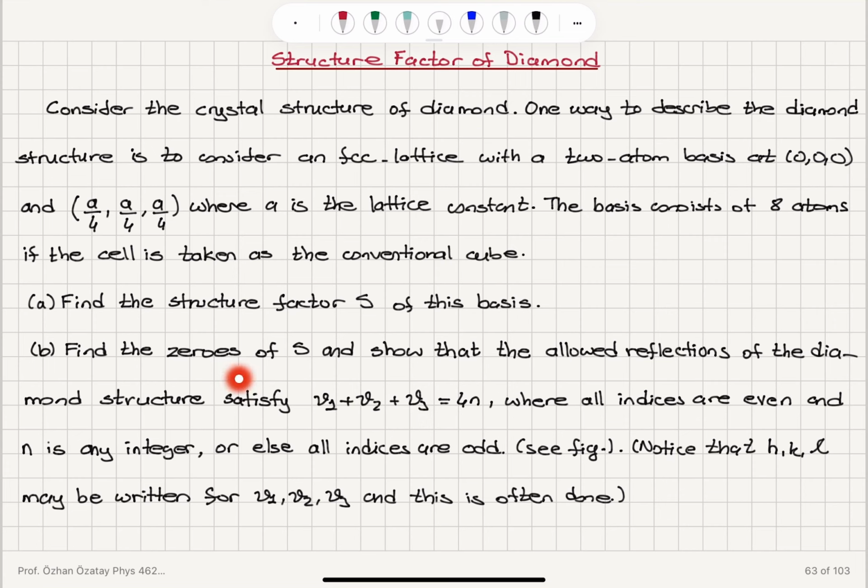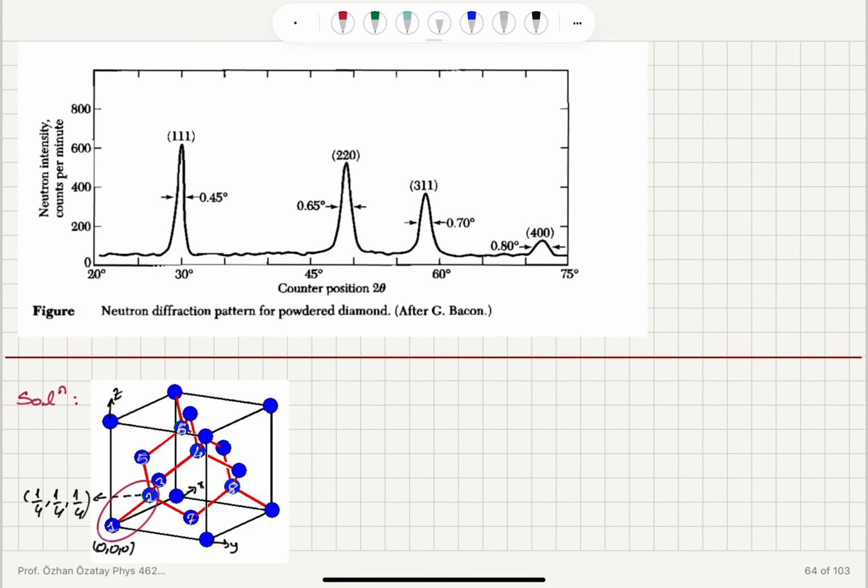Part A, find the structure factor S of this basis, the 8-atom basis. Part B, find the zeros of S and show that the allowed reflections of the diamond structure satisfy v1 + v2 + v3 = 4n, where all indices are even and n is any integer, or else all indices are odd. Notice that hkl may be written for v1, v2, v3, and this is often done. If you look at the data here, when they are all odd we have a reflection, and when they are all even and the sum is a multiple of 4, we also have a maximum in the diffraction pattern.